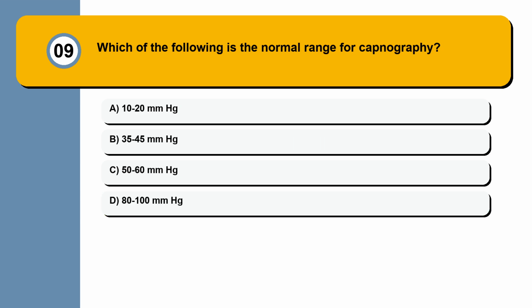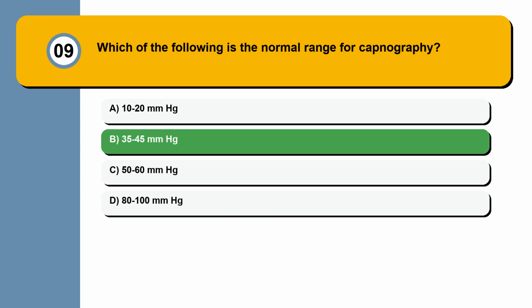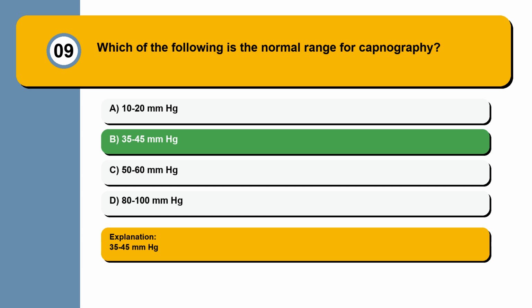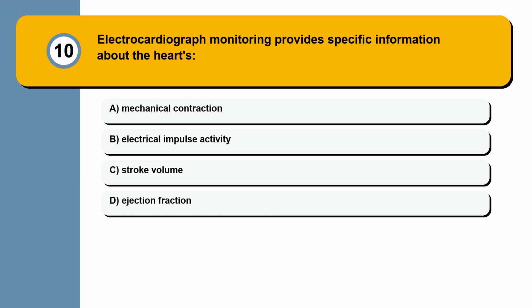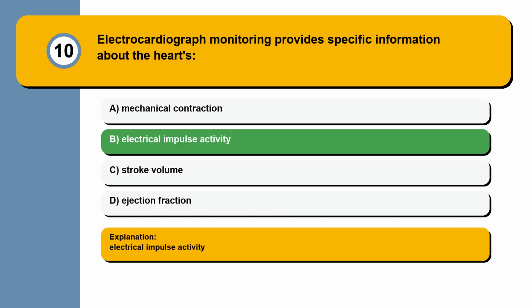Question 9. Which of the following is the normal range for capnography? 10 to 20 mm Hg, 35 to 45 mm Hg, 50 to 60 mm Hg, 80 to 100 mm Hg. The answer is 35 to 45 mm Hg. Question 10. Electrocardiograph monitoring provides specific information about the heart's mechanical contraction, electrical impulse activity, stroke volume, ejection fraction. The answer is electrical impulse activity.